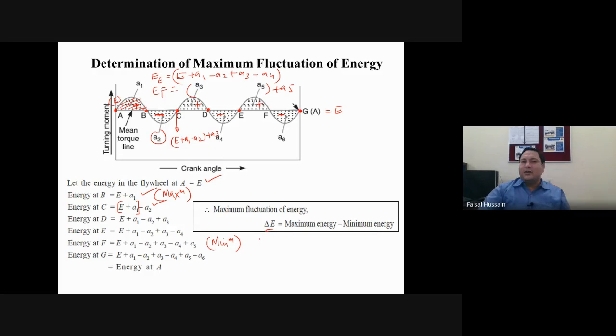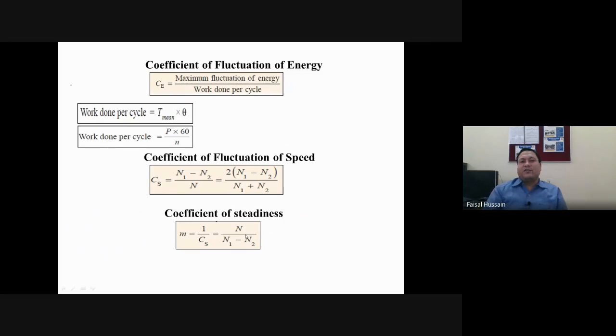So when the values A1, A2, A3, A4, A5, A6 are known to us, we can find the energy at each junction point. After finding the values, we can select which is the maximum energy value and which is the minimum energy value. Then taking the difference of maximum and minimum energy, we can find the fluctuation of energy. Now some basic definitions: coefficient of fluctuation of energy. It is the ratio of maximum fluctuation to the work done per cycle. How much fluctuation is happening with respect to work done per cycle.